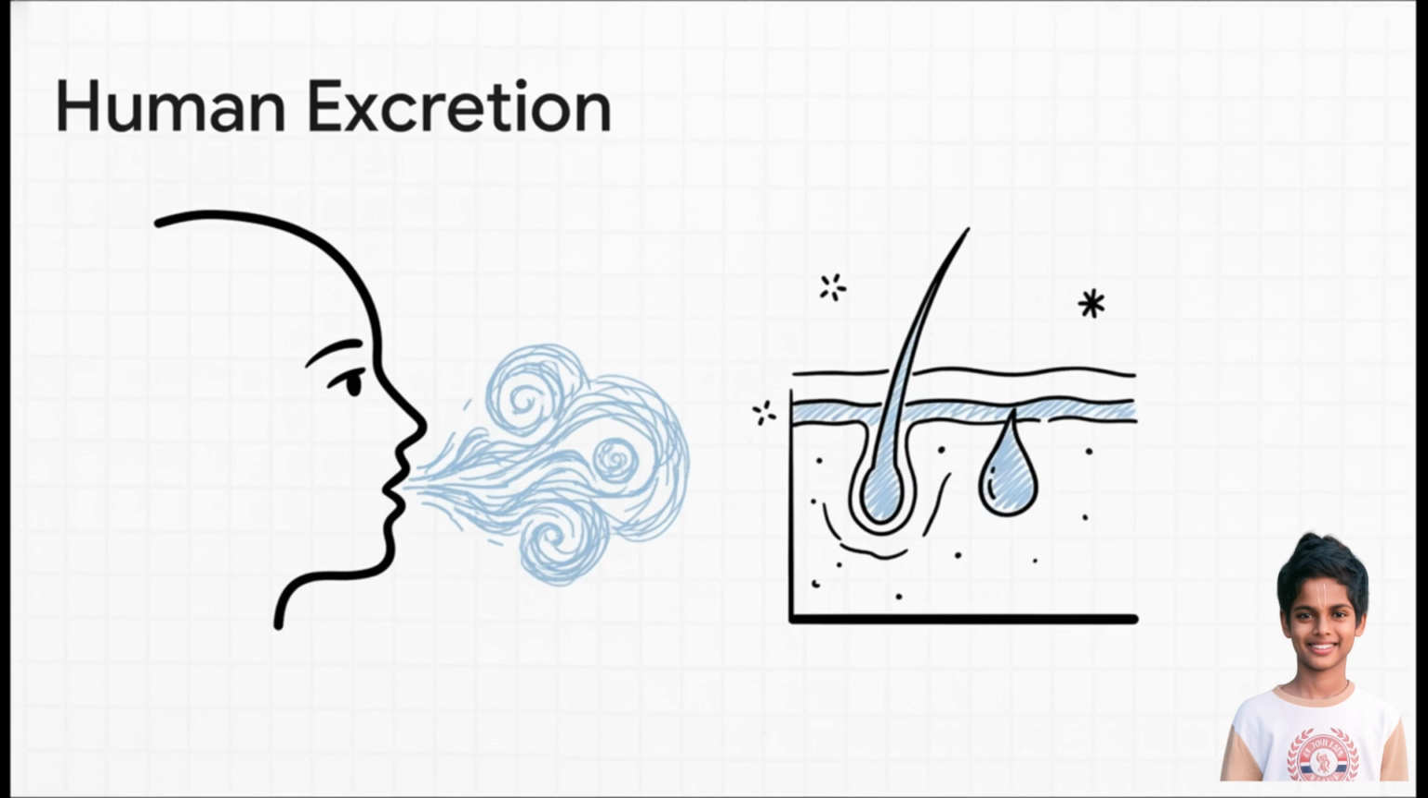Every single time you breathe out, you are actually excreting. You're getting rid of the carbon dioxide formed during respiration. And your skin? It's a massive excretory organ. Those millions of tiny sweat pores are constantly working to push out small quantities of urea, excess salts, and water.